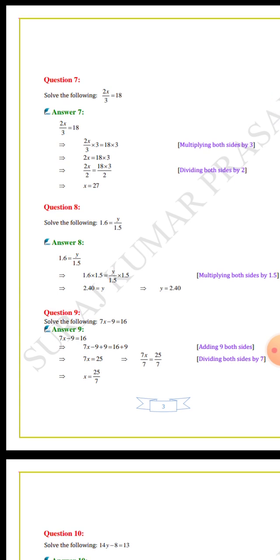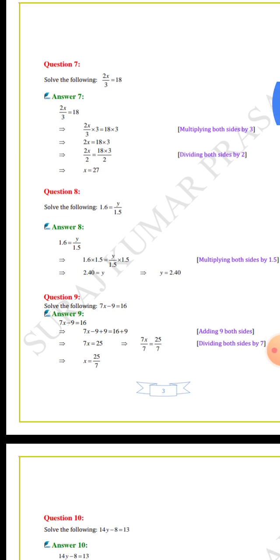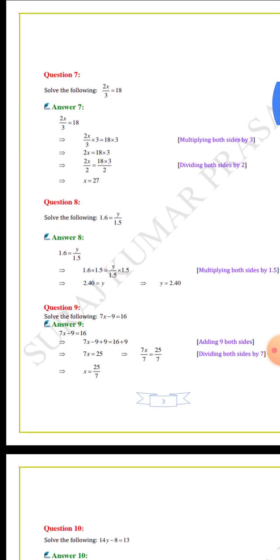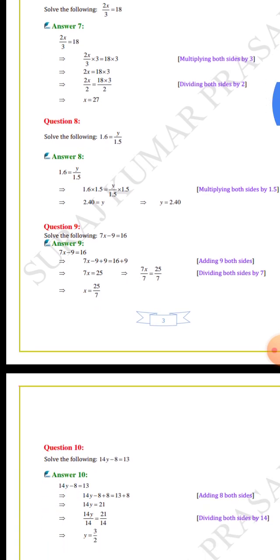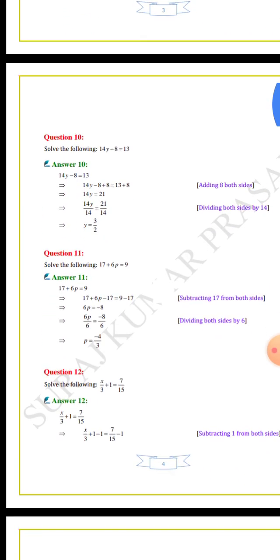Question number 9. Solve the following: 7x minus 9 is equal to 16. Then by adding 9 on both the sides, we get 7x minus 9 plus 9 is equal to 16 plus 9. Then we get 7x is equal to 25. By dividing by 7 on both the sides, we get 7x by 7 is equal to 25 by 7. Then the value of x is 25 by 7.